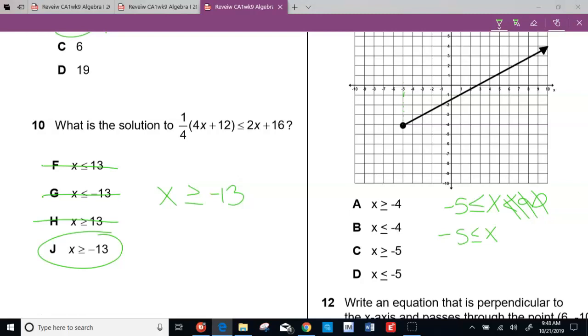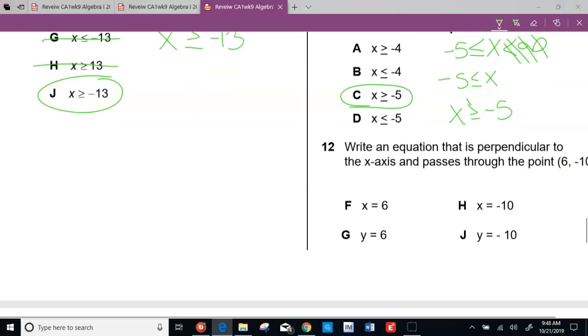But all these answers have x in the front. So I'll go ahead and just do a mirror image and flip this over. And then when I do that, I have the x in the front now, and I have x greater than or equal to -5, which is going to be right here. All right? And let's go on to the next problem. That was a pretty easy one.